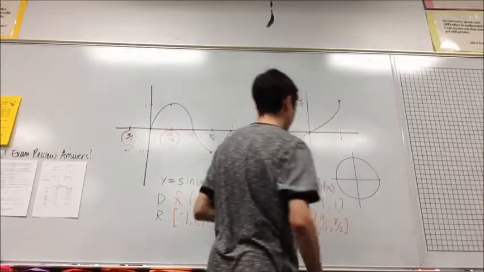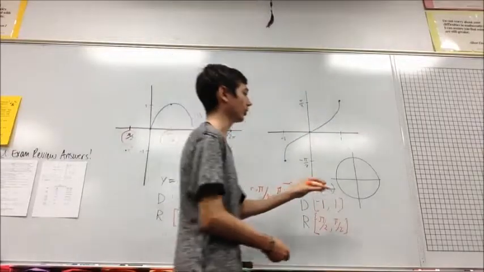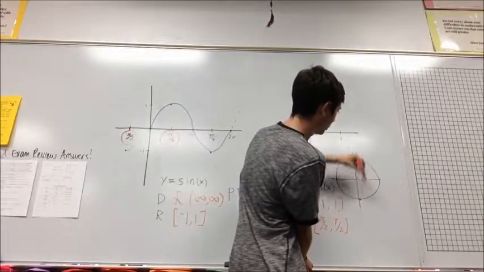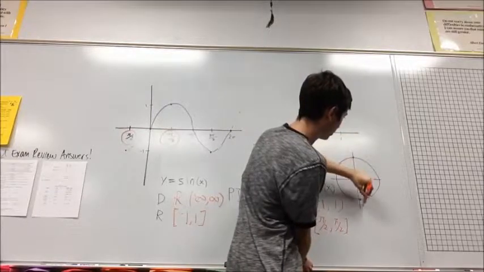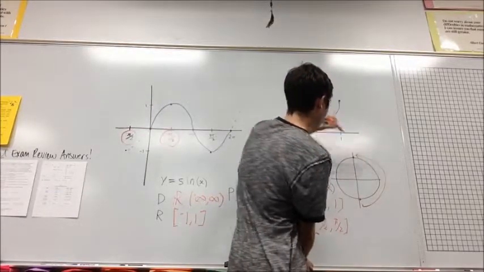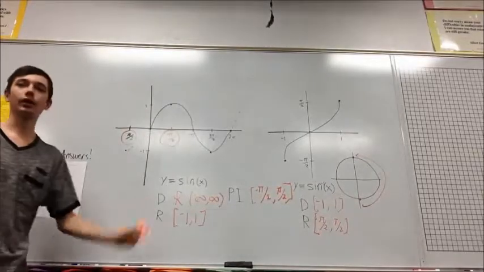And then on the unit circle, its range is expressed from the bottom of the circle all the way up to the top, and so that goes all the way around. And so that is sine and inverse sine.